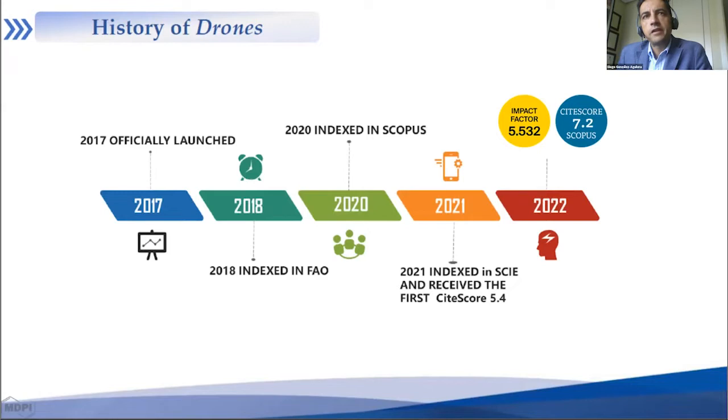So if we consider that Drones was launched in 2017, it's important to highlight that in only 3 years we got indexation in Scopus. And last year, for instance, we got our first CiteScore of 5.4 in Scopus. And this year, 2022, we got the impact factor of 5.5 in Journal Citation Reports and a CiteScore of 7.2 in Scopus. So as I was saying, it's a great achievement for Drones Journal, and we hope the best for the next months and the next years.